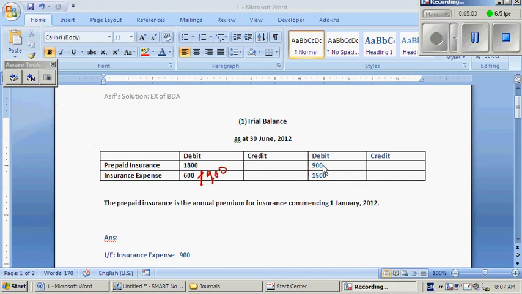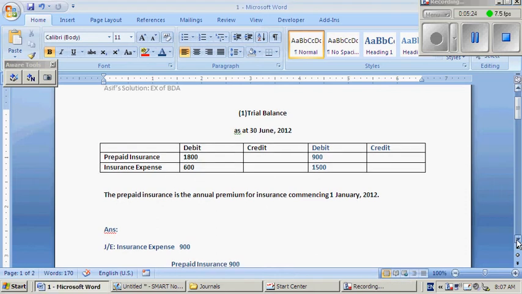So those 900 is like a gone case. 900 you don't have to pay in future, that's a prepaid insurance, but 900 is a gone case. Gone case means insurance expense. So this 900 you have to add with the 600, which is the given expense, which are 1500. So 1500 gone, and that's the insurance expense.